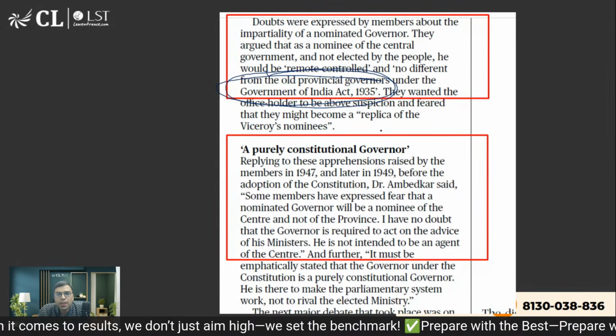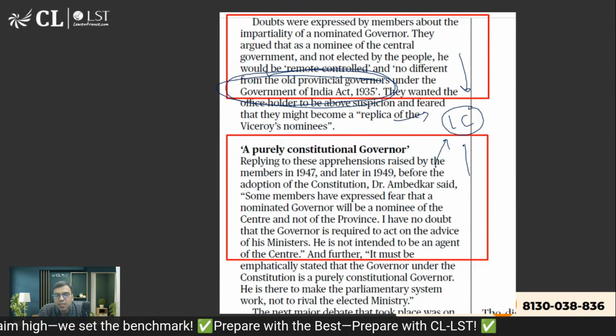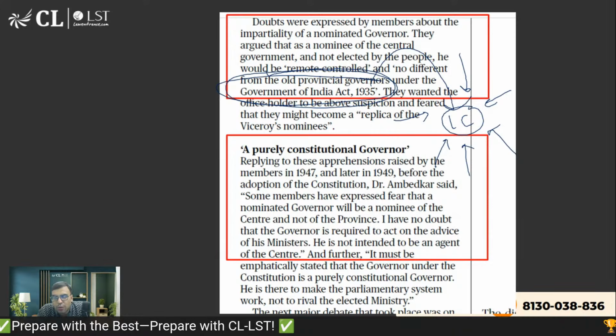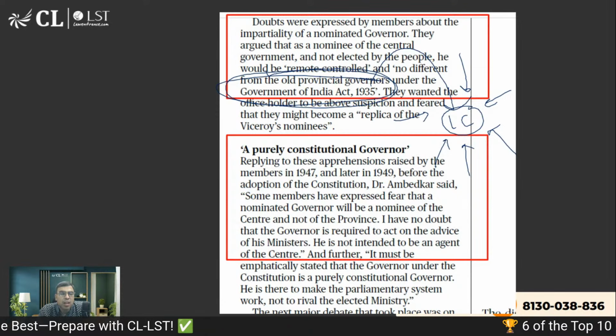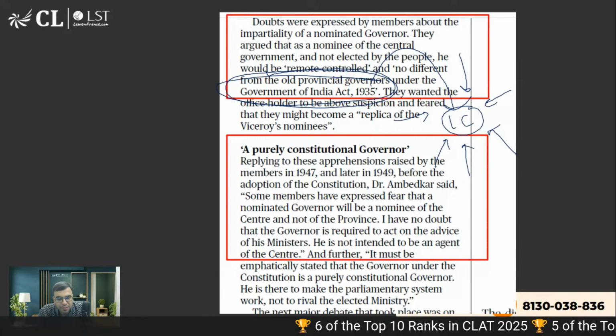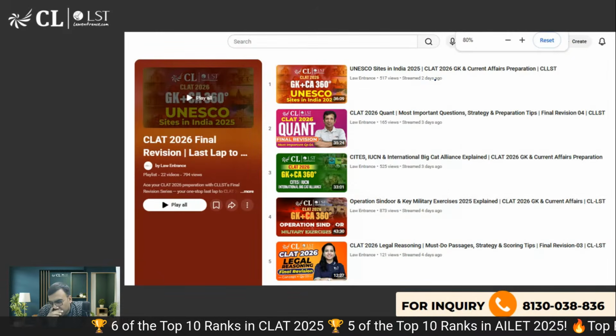So, Government of India Act. The Indian Constitution has been borrowed from many places, and one of the important ones is the Government of India Act 1935. A lot of things we have borrowed from the Government of India Act 1935.